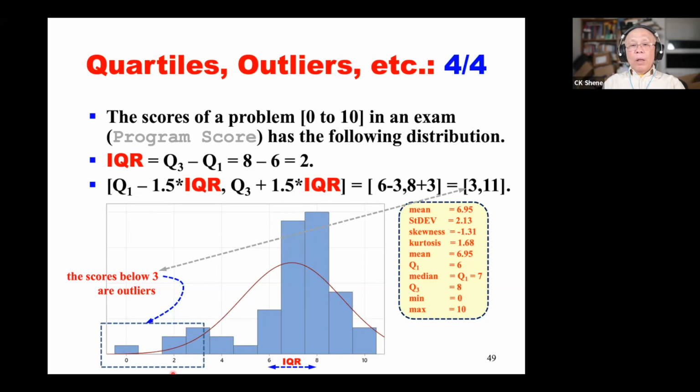All values less than 3 are outliers. Then we have to study why we have these outliers. Some students submitted a nonsense program. Some students did not submit. So whether you want to include these students in your calculation is your choice.